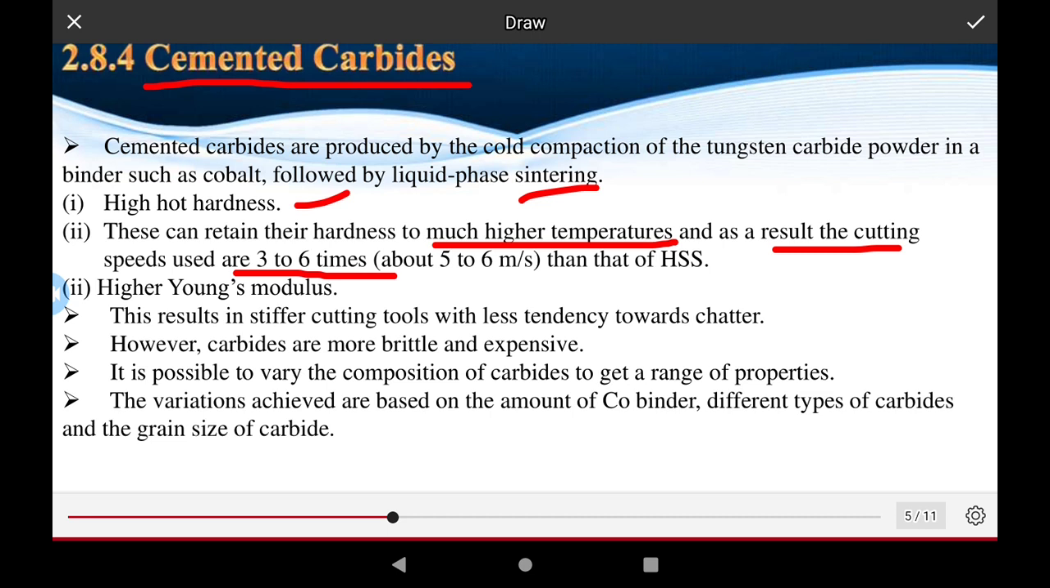Cemented carbide has a higher Young's modulus, which is very high. This results in stiffer cutting tools and less tendency toward deflection. However, carbides are more brittle and expensive. It is possible to vary the composition of the carbide to get a range of properties. The variations achieved are based on the amount of cobalt binder, different types of carbide, and the grain size of the carbide tools.